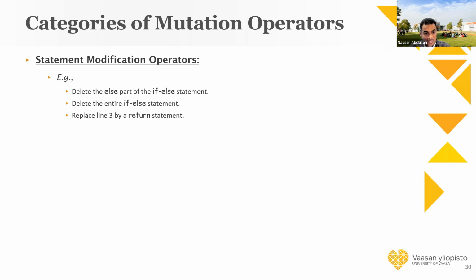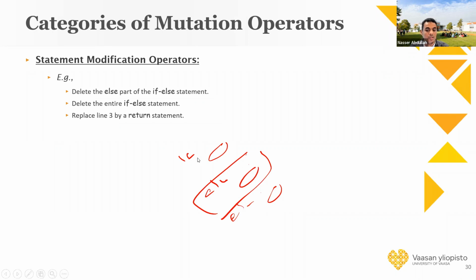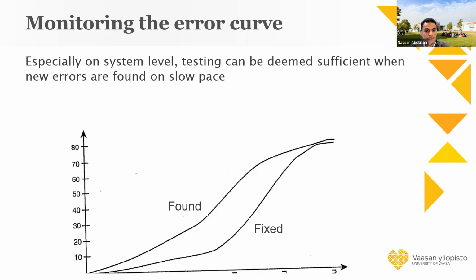Also, we can delete some statements. As I told you, we have, for example, if print something, else if print something, else print something. So now, for example, we have three. We delete one of them, delete one statement. Delete one return, delete anything, delete something. This is also mutation. Okay, guys.